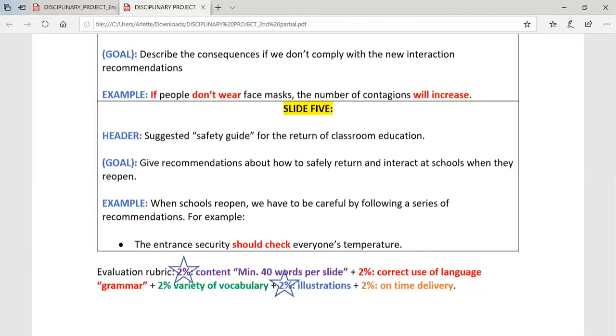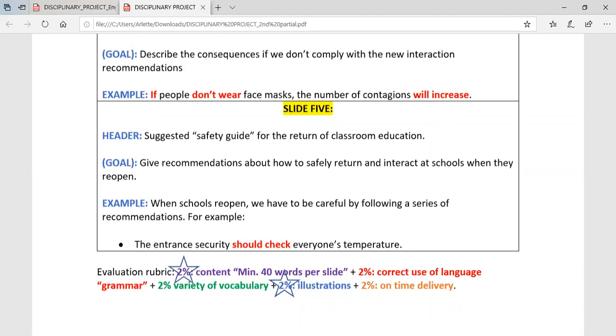You have to use, what else? Ought to. You have to use have to or don't have to, okay? For the recommendations about the safely returned and interactions in the school.